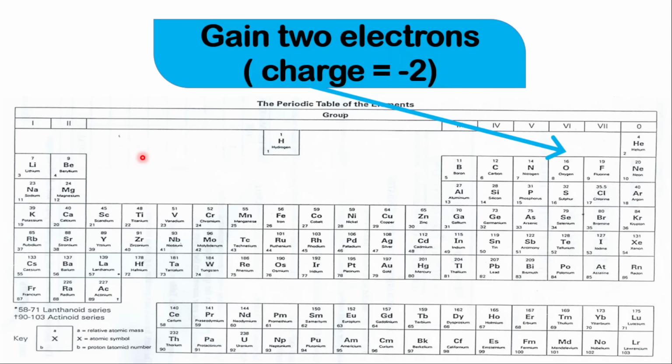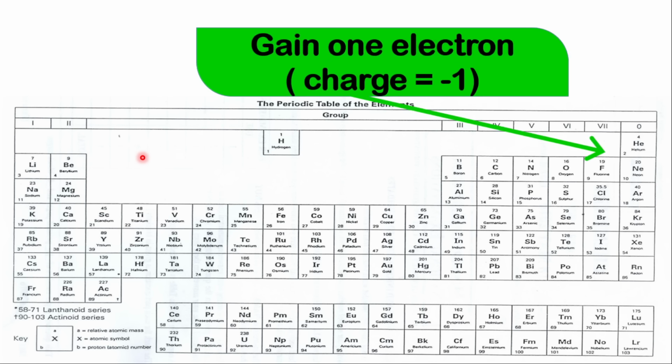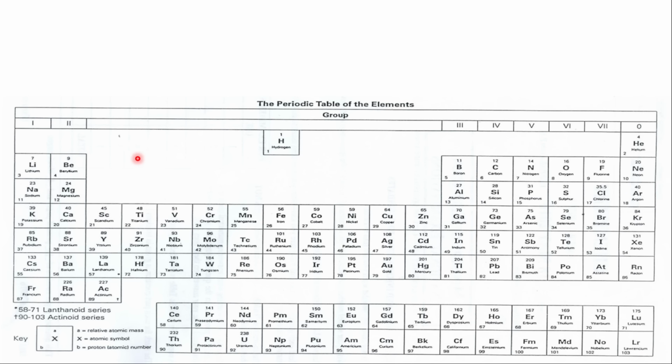Group 6, there are 6 valence electrons, gain 2 more, and they become -2. And group 7 will gain only 1 electron to become 8, and they become -1. So you can know the charge of these elements by simply knowing what group they are in. All right? Simple thing. There's nothing to it.